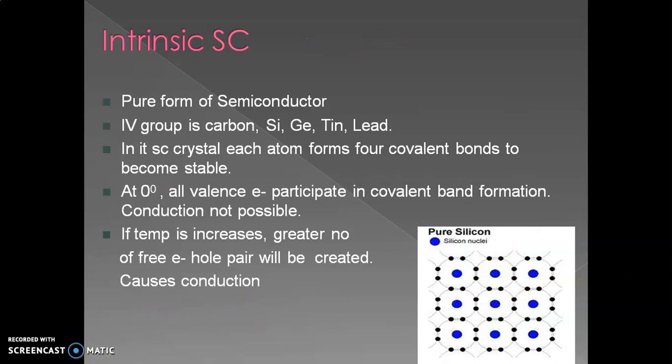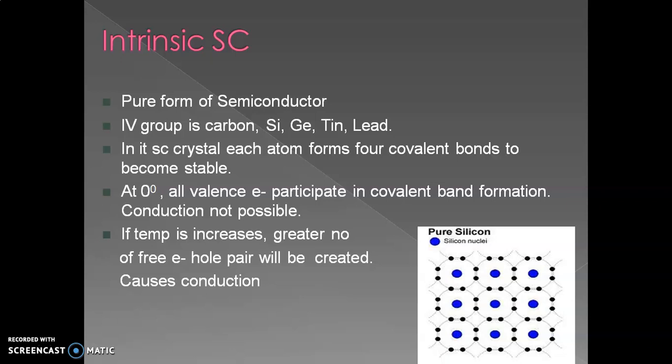For this type of semiconductor, there are two types, which we will study in the next chapter. The first one is the intrinsic semiconductor. It is a pure form of semiconductor. In the periodic table, it is in the fourth group: carbon, silicon, germanium, tin, and lead.